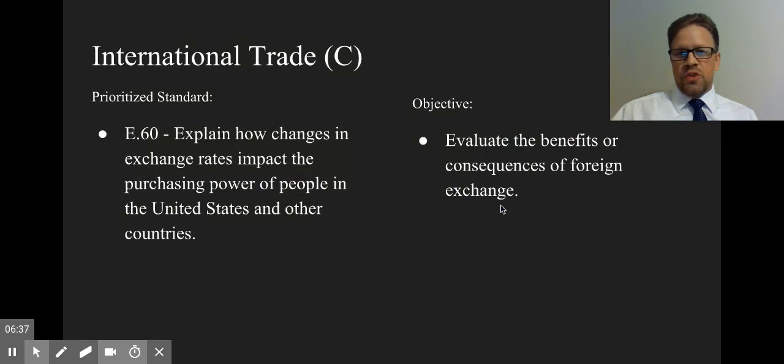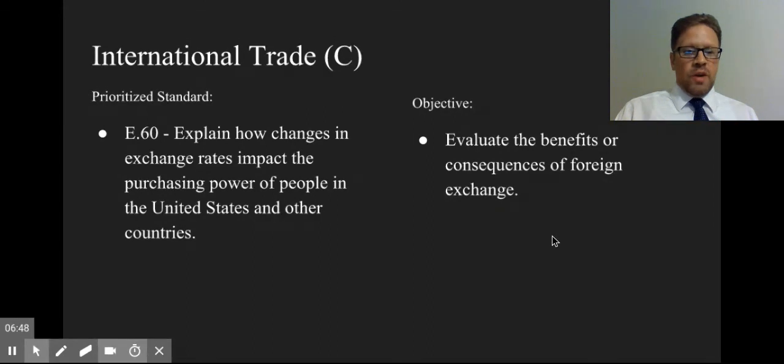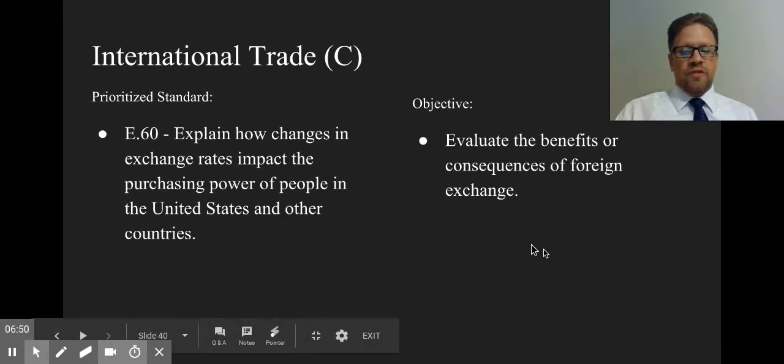All right, that concludes International Trade, Section C, Foreign Exchange, and the Balance of Payments. Our prioritized standard again was Economic Standard 60. And objectively, now you can evaluate the benefits or consequences of foreign exchange.